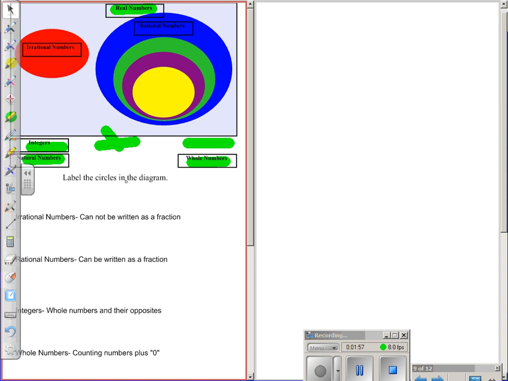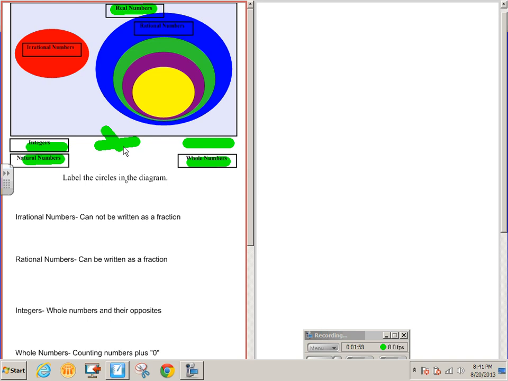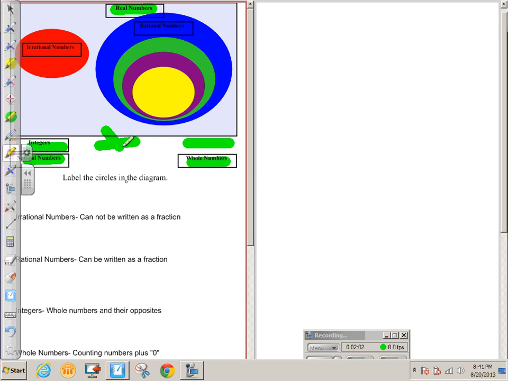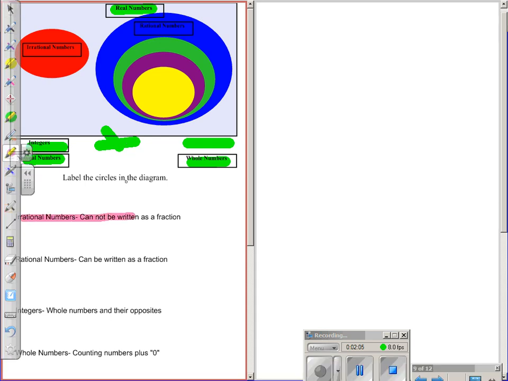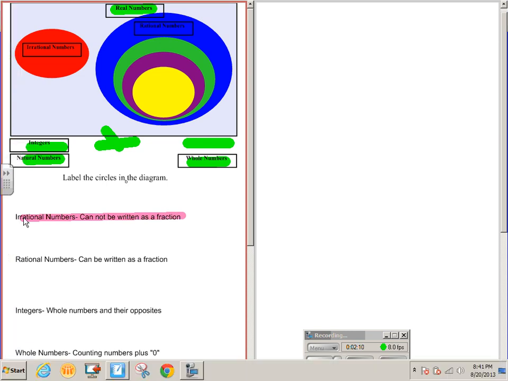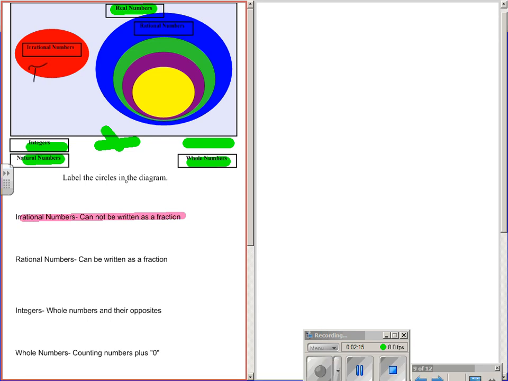So let's talk about what those are. To begin with, irrational numbers cannot be written as a fraction. Let's think about that. The most popular irrational number that you probably already know about is pi. Pi is 3.14 blah, blah, blah. It goes on and on forever. It never stops. It never repeats. It never terminates. Stop and terminate are the same thing. So an irrational number would be an example like pi. I couldn't write that as a fraction.